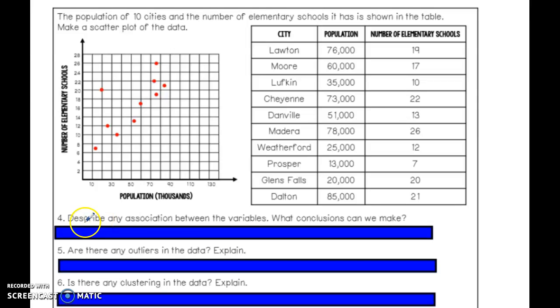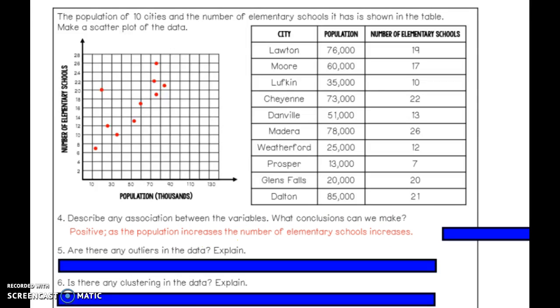The questions talk about describing any association between the variables, and I think you could definitely see a positive association. As the population increases, they need more elementary schools, so the number of elementary schools increases as well. Now they're asking us our new vocab word, outliers.